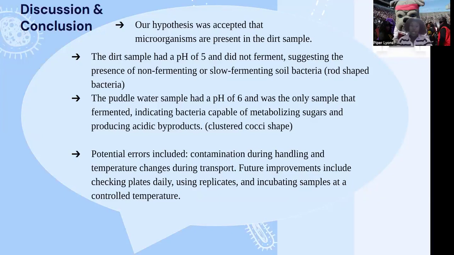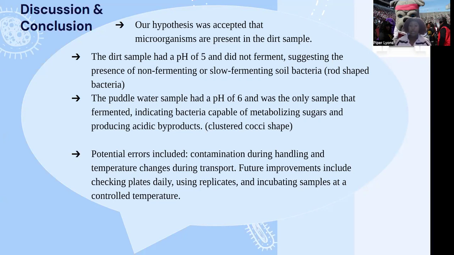For our discussion and conclusion, our hypothesis was accepted. We hypothesized that microorganisms are present in the dirt sample. For the dirt sample, a pH level of 5 was recorded and it did not ferment. No evidence of fermentation was on the tube after incubation. This suggested the presence of non-fermenting or slow-fermenting soil bacteria, and there were also rod-shaped bacteria in this sample.